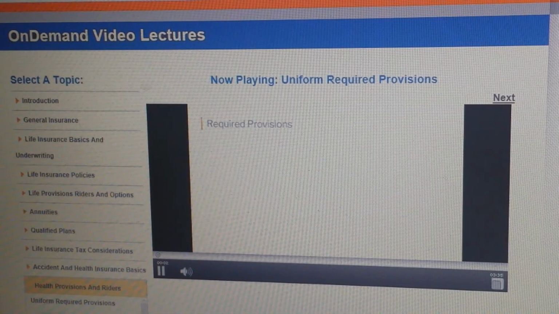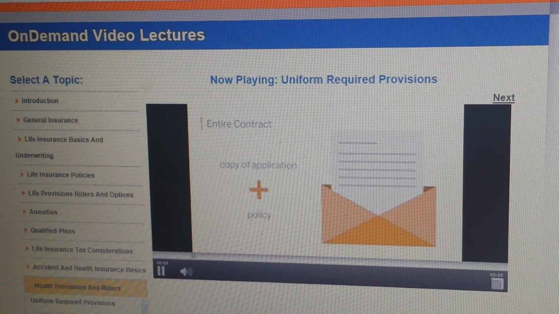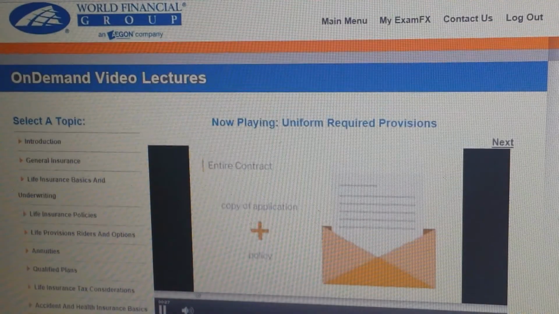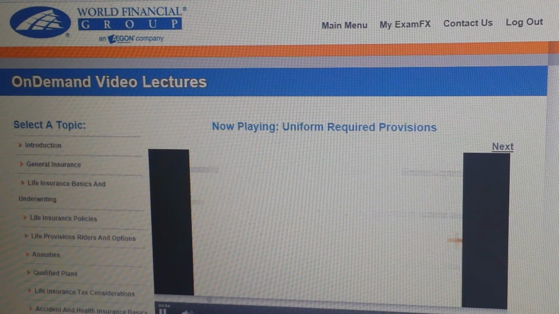Uniform required provisions. NAIC Uniform Individual Accident and Sickness Policy Provisions Law. That last word is important. Each one of these features is required by law. There are, for example, the required provisions of the entire contract clause, meaning if you ever have to go to court, you have to have the application and you have to have the contract so that the judge would be able to compare the two to see where any errors or discrepancies might arise.